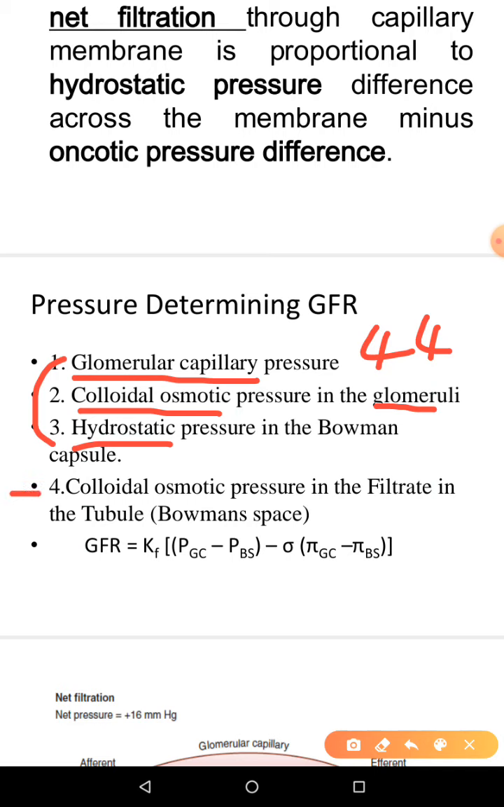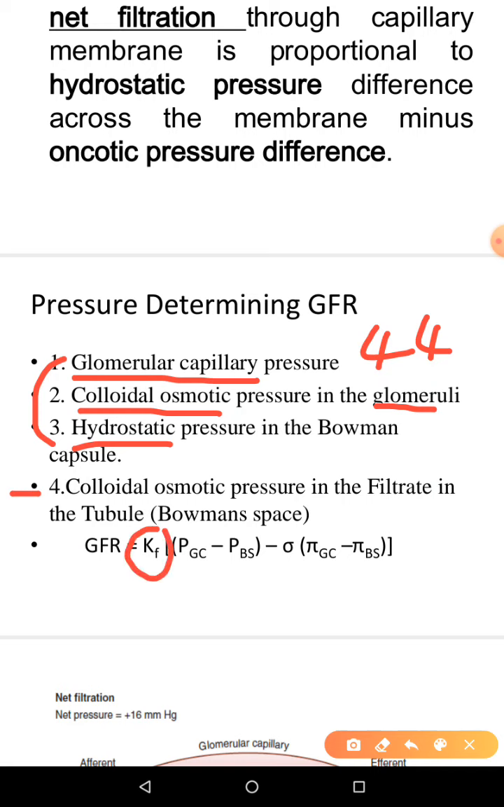And then the last one is the colloidal osmotic pressure in the filtrate, also called oncotic pressure in the Bowman space. This one is usually 0, because we don't expect any protein to be present in the filtrate unless in pathological conditions.